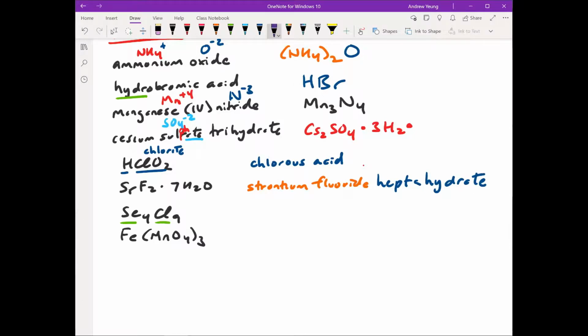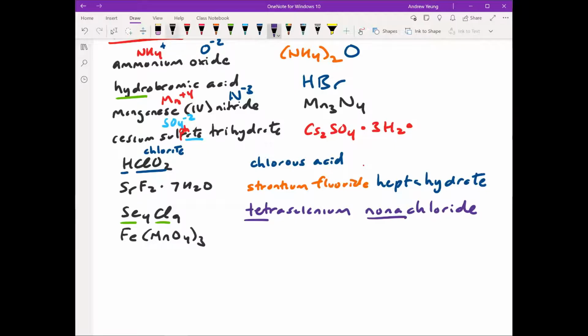So Se4, let's say tetraselenium. If the first prefix was mono, I can leave it out, but it's not. It's tetra. There's 4 of them. And then we have 9 chlorines. So we're going to put here nona chloride. There's 9 chlorines associated to this molecule, and the prefixes tell me exactly how many of each nonmetal there are.